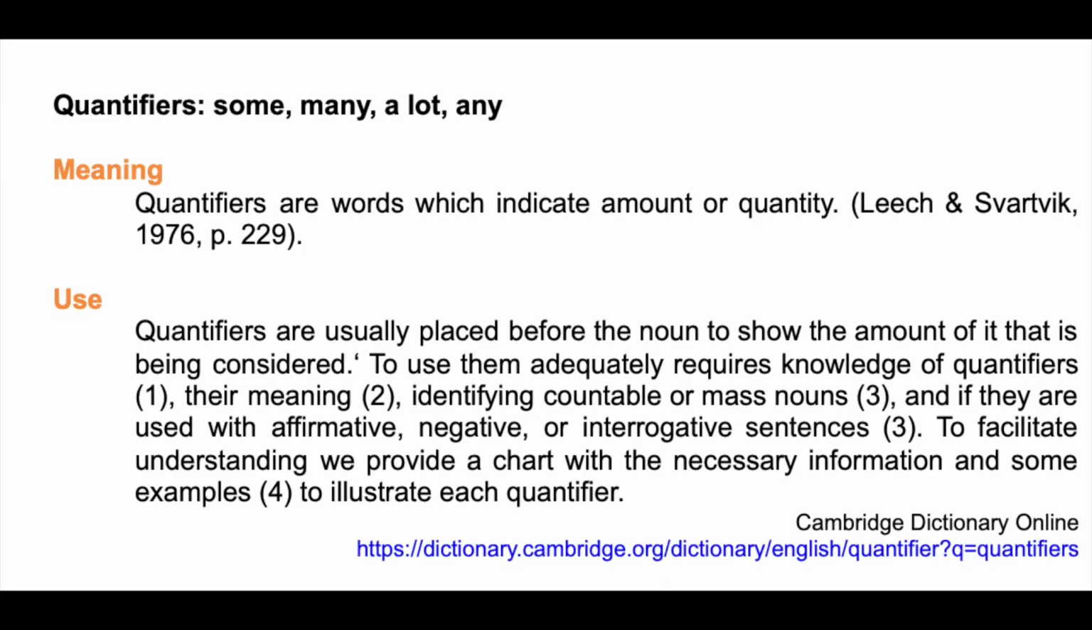Okay, now let's talk about quantifiers. Quantifiers are words which indicate amount or quantity. This is their meaning. Now let's check their use. Quantifiers are usually placed before the noun to show the amount of it that is being considered. To use them adequately requires knowledge of quantifiers, their meaning, identifying countable or mass nouns, and whether they are used with affirmative, negative or interrogative sentences. To facilitate understanding, we provide a chart with the necessary information and some examples to illustrate each quantifier.